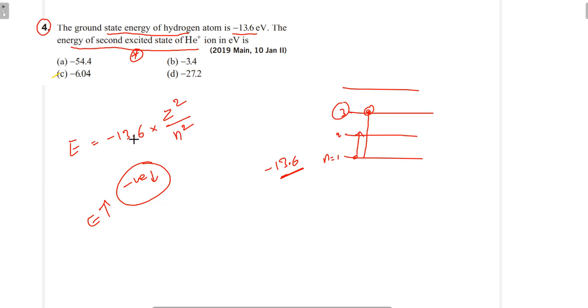This minus 13.6 is in electron volts. If it is in joules, you will get a different value, 2.18 into 10 power minus 18. The constant will be changed. Z square by n square is the common part.